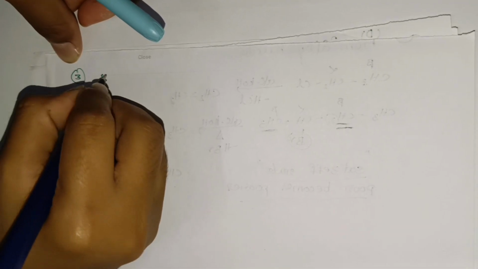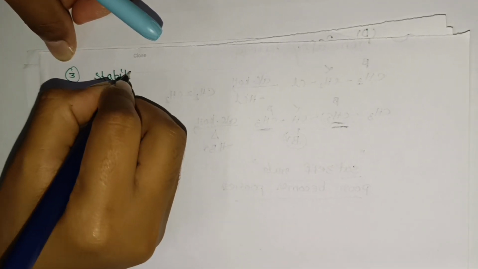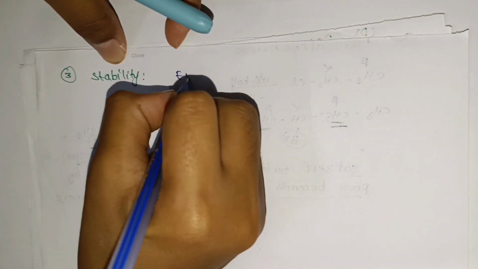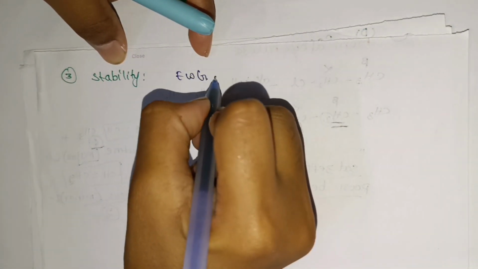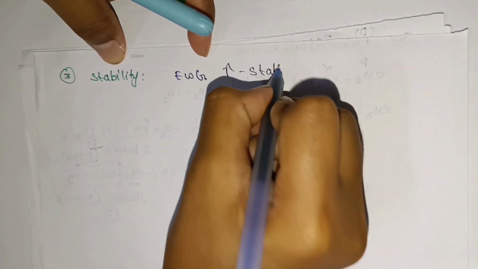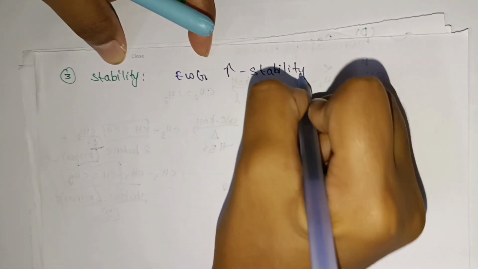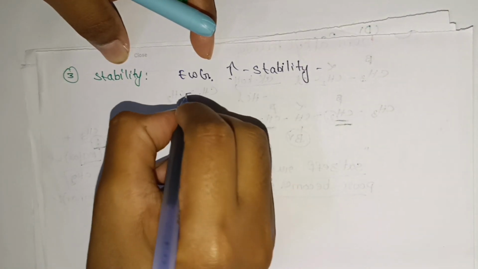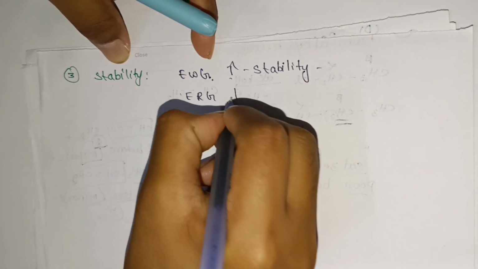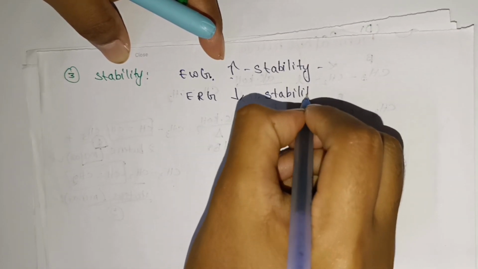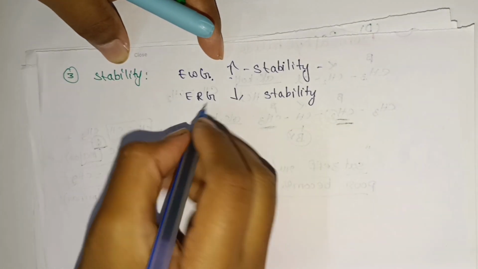Next, the third topic is stability. What is the stability order for carbanion? An electron withdrawing group increases the stability of carbanion, but in carbocation it decreases. An electron releasing group decreases the stability of carbanion, while in carbocation it increases.